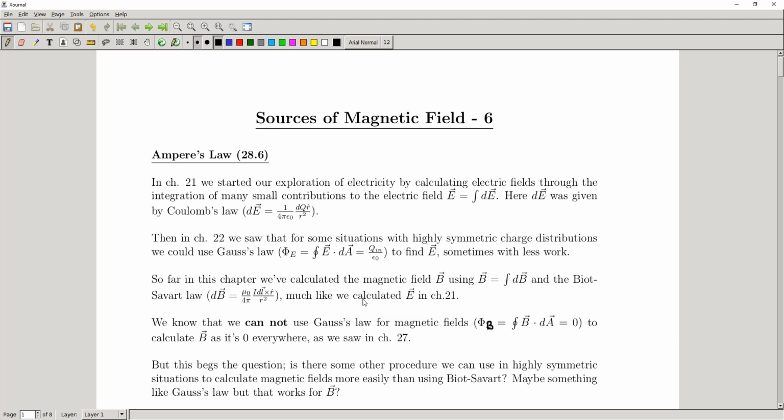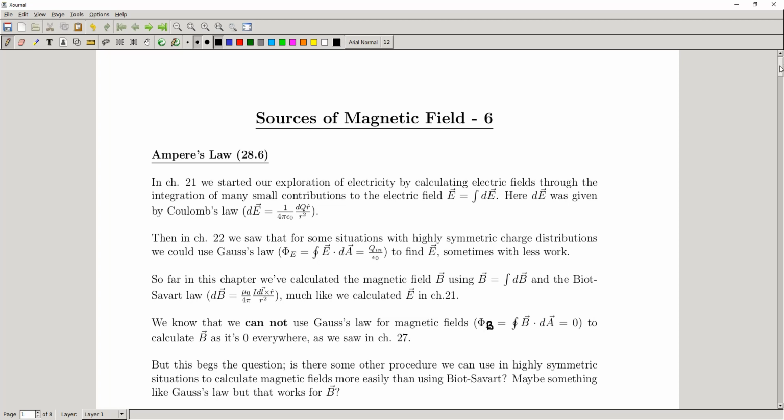So we know that we can't use Gauss's law for magnetic fields, right? Gauss's law for magnetic fields, we saw, just gives us that the magnetic flux through any closed surface is going to end up being zero, right? And because it's zero for every closed surface, we can't really extract any useful information about B, because this thing is basically telling us nothing.